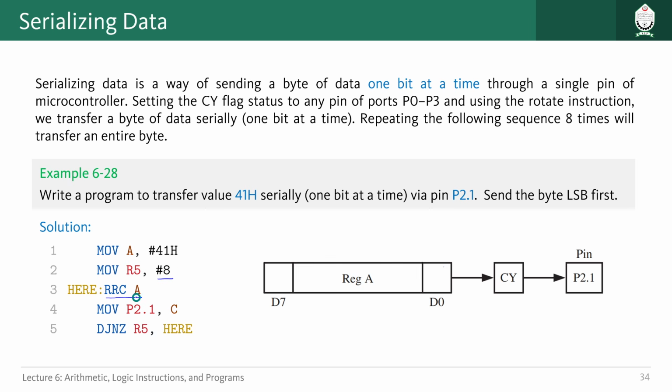So what we are doing? We are doing RRC A, then the bits are stored each time in CY, right? We are going to move that value onto pin 2.1. In this way, after each iteration of this loop, one bit from register A will come to carry as well as come to this pin 2.1. This is basically what we call serialization of data.